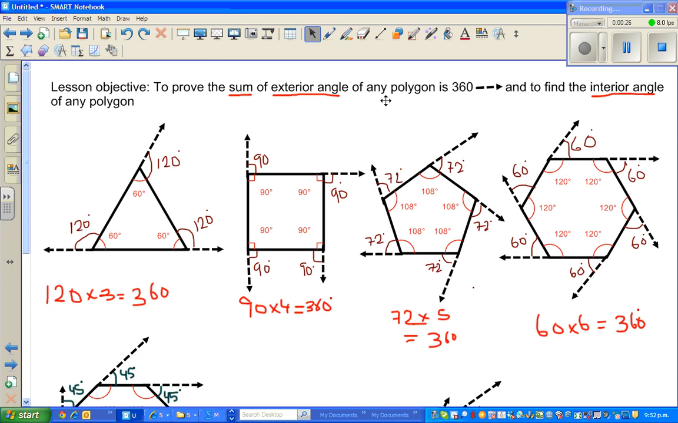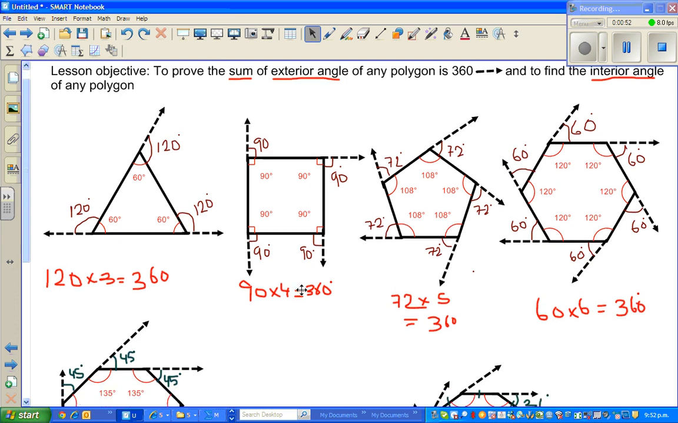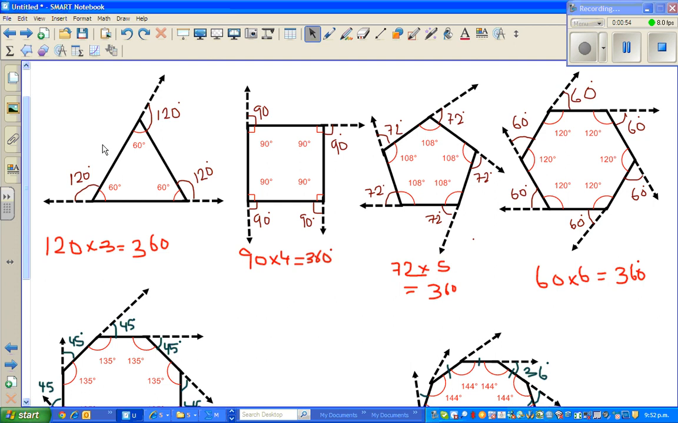When I say regular polygon, it means the sides and interior angles are equal. What I mean is, this is a regular polygon because all the sides are equal and the interior angles are also equal. If you look at this pentagon, all the sides are equal and the measures of the interior angles are also equal. So that is what I mean by regular polygon. We proved that if you add up the exterior angles of any regular polygon, they add up to 360.